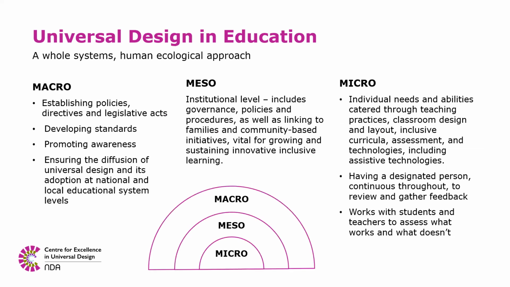The human ecological approach then recognizes also the many layers of our environment which influence our development. And 3 layers or levels are outlined here, and they are the macro, meso, and micro. Looking at the first one, the macro level, this is about the establishment of policies and legislation, developing standards, and promoting awareness, ensuring its adoption at national and local educational system levels.